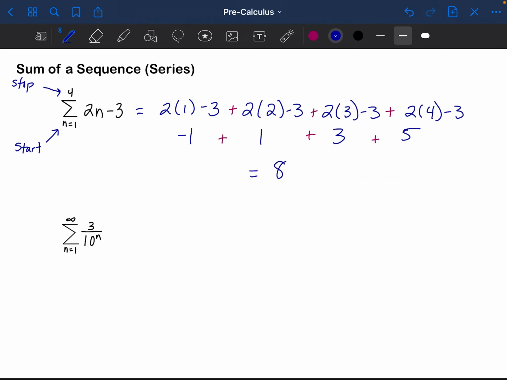Back on track. All right, we know this one converges because as n grows really big, we're going to have a really big number in the denominator, which means that this fraction is going to get super, super close to 0. It's basically going to be 0.